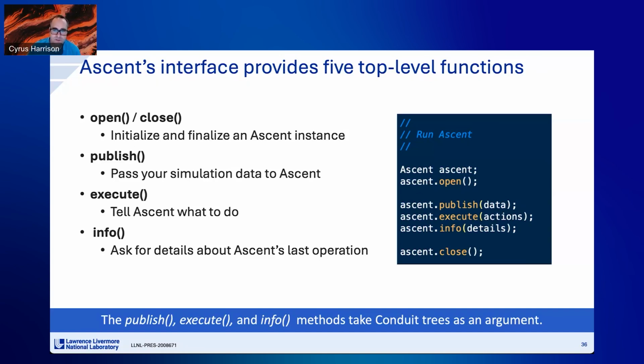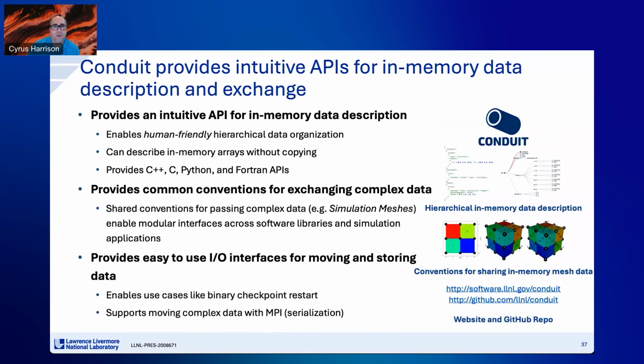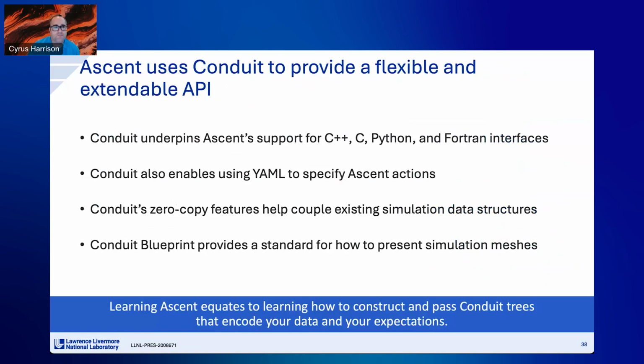Publish, execute, and info all use this trick where they have one argument. That argument is a Conduit tree, right? So that simplifies the API. Again, Conduit is used to help out with this.